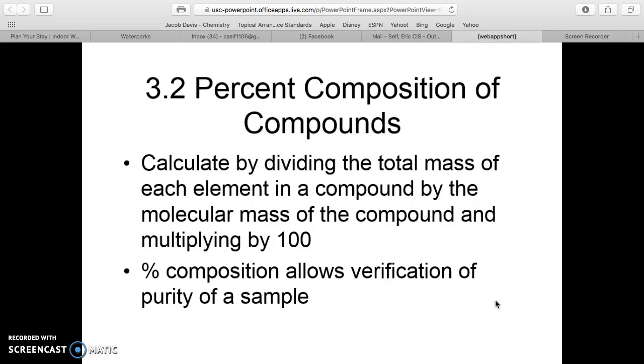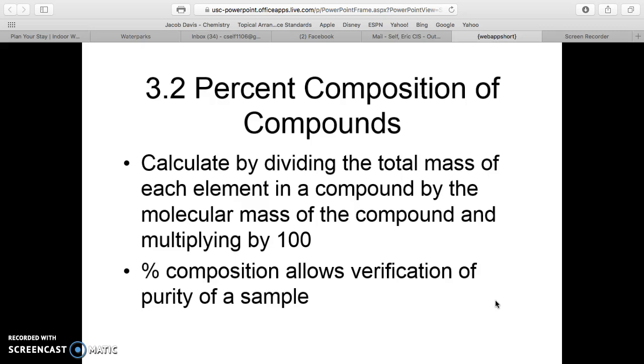Percent composition. Once you've calculated the atomic mass units, or the molar mass, as I call it, then we can take that and use that to calculate the percent composition of compounds. You calculate these by dividing your total mass of each element in the compound by the molecular mass of the compound.